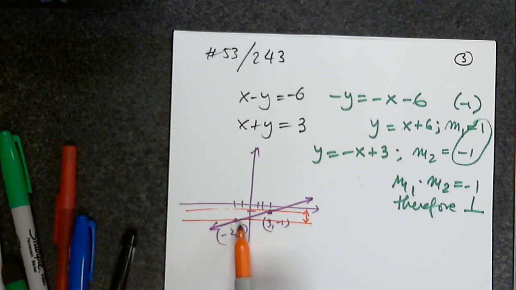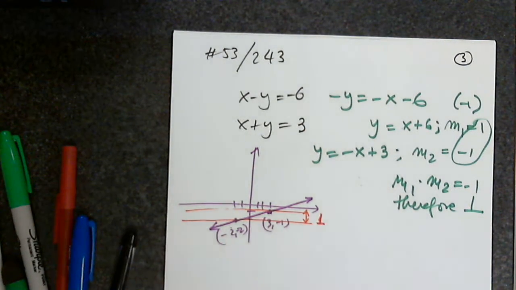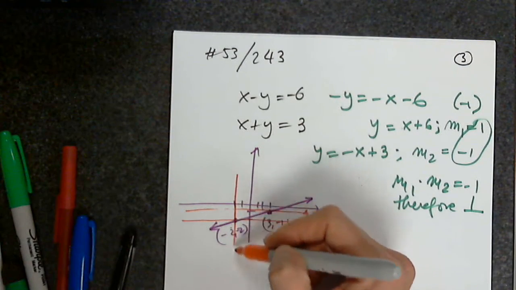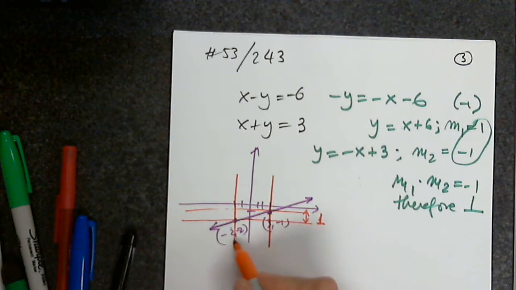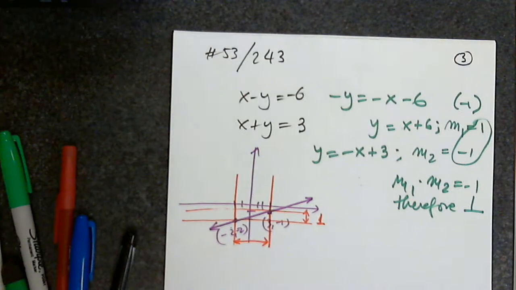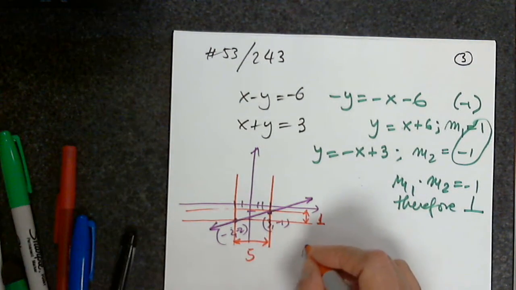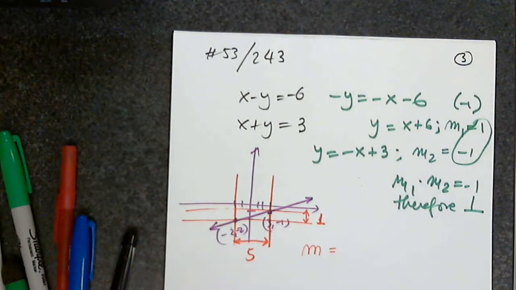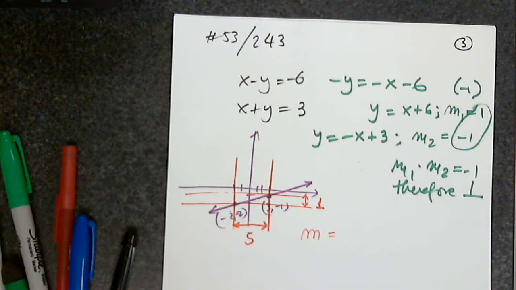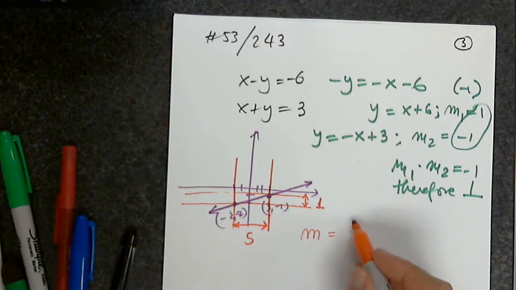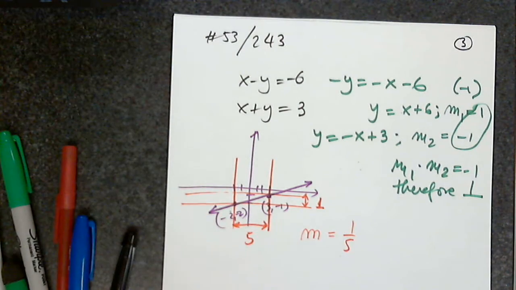From -2 to -1, so this is 1. What is the difference in the x values? How many units do I have between their x values? 5. What will be the slope of this line then? Rise over 1. Rise over 1 and positive. Is this clear? Yes?